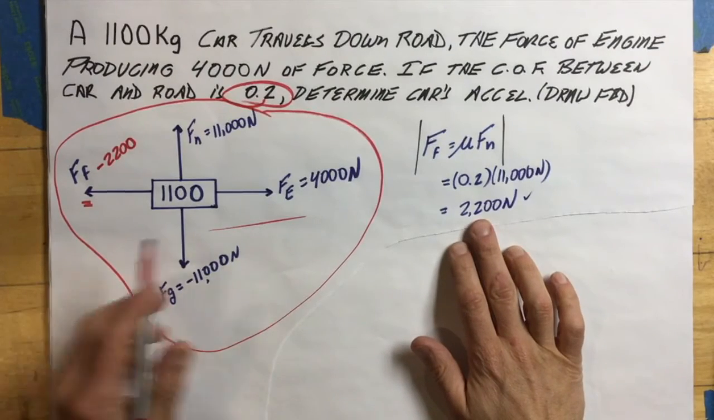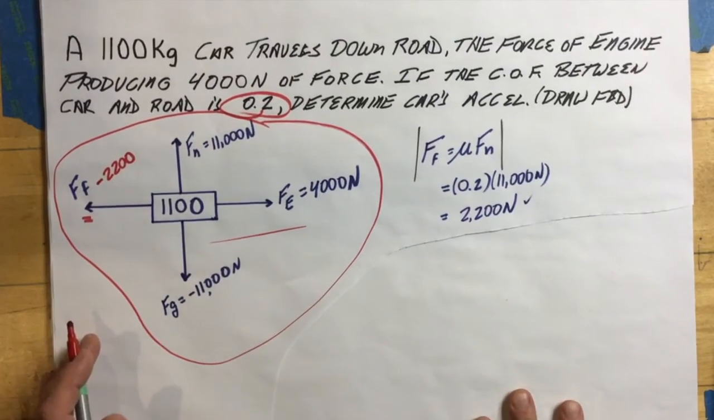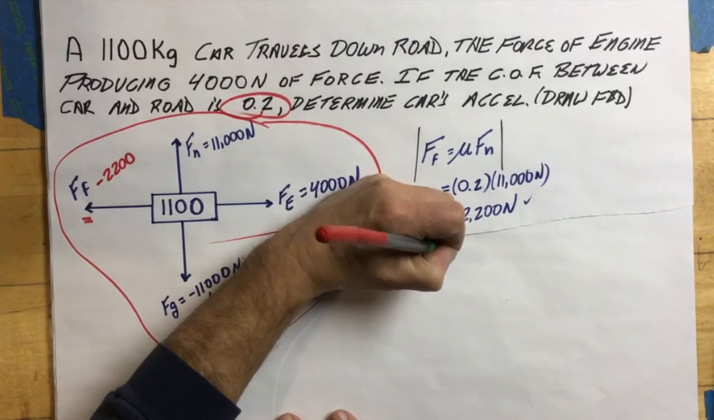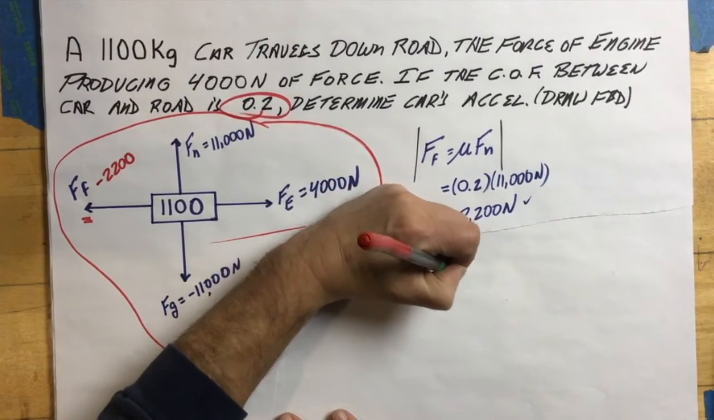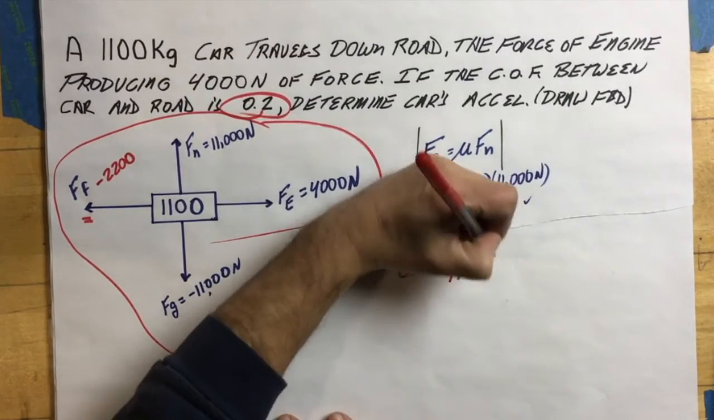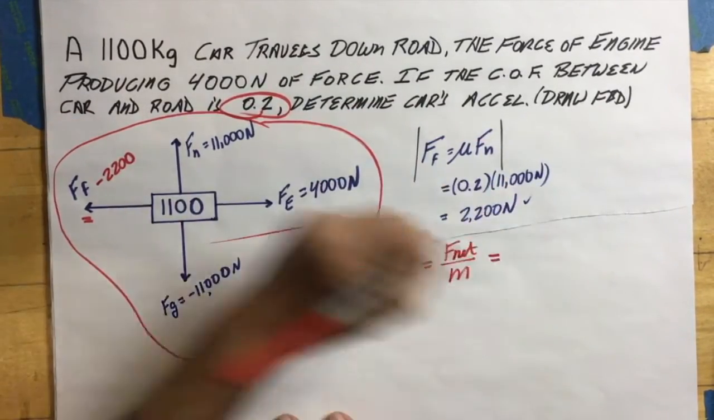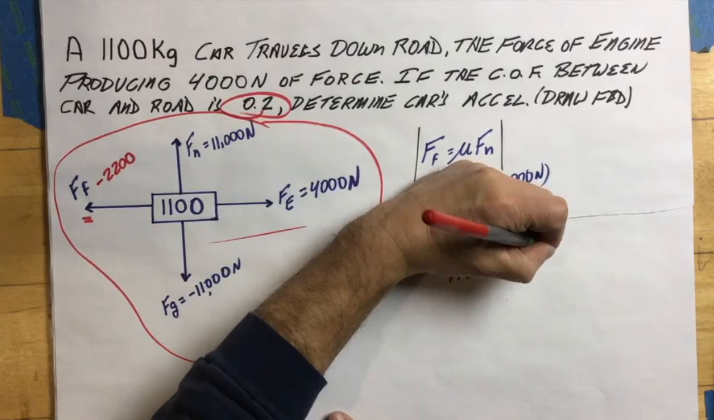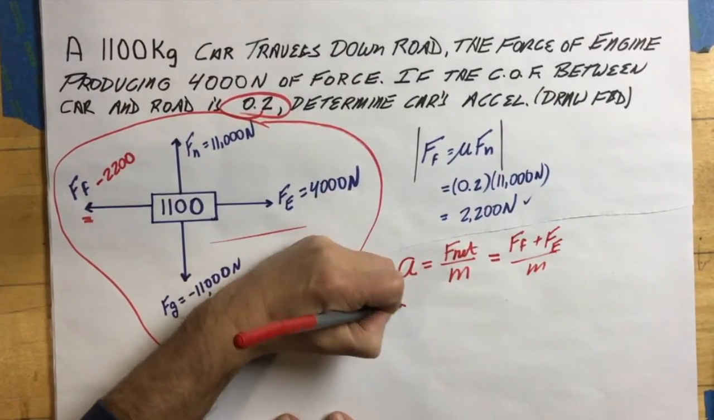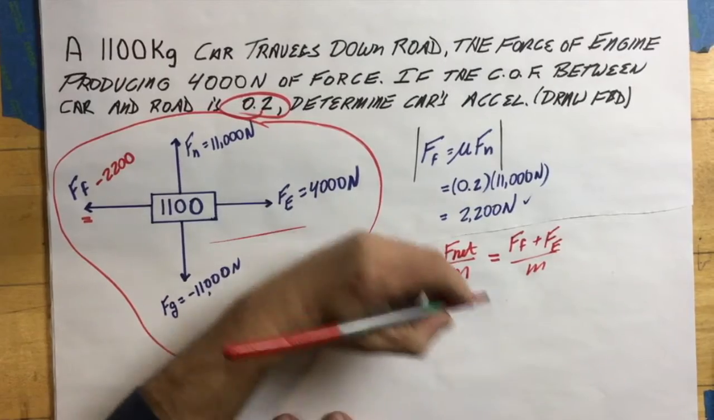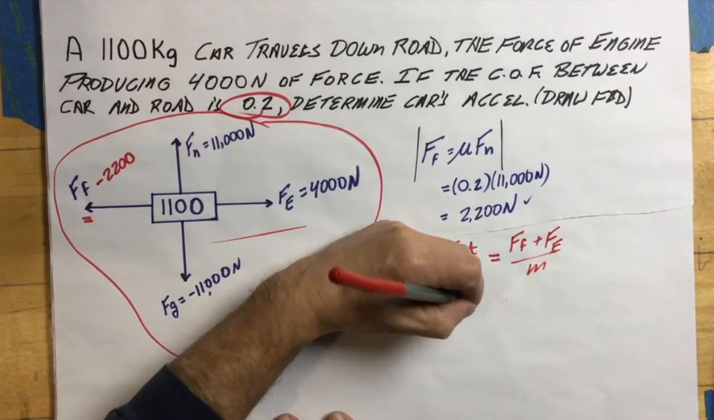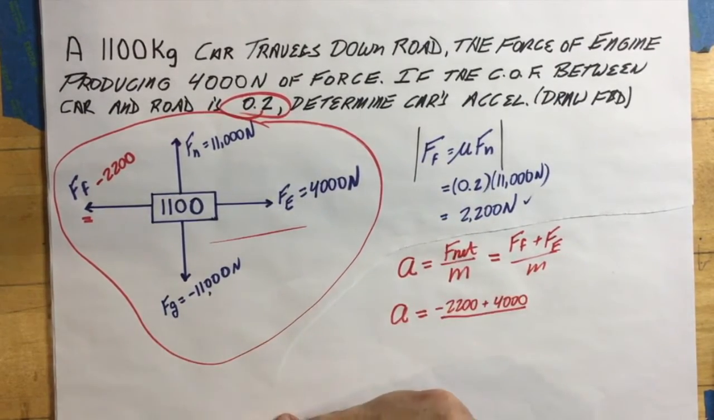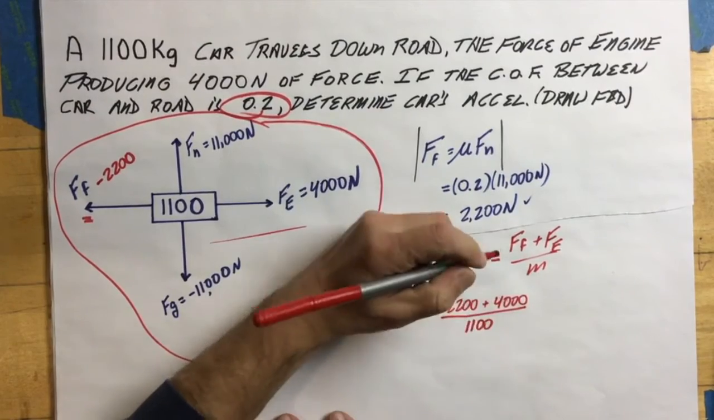Now that we have all the forces in the horizontal direction figured out, now we can determine the acceleration of the car. So the net force is the sum of the forces in the x direction that I'm looking at. So we have a frictional force and we have an engine force. Now we bring in the numbers. The frictional force was 2,200 newtons to the left. The engine force is 4,000 newtons to the right. That's going to act on 1,100 kilograms of mass.